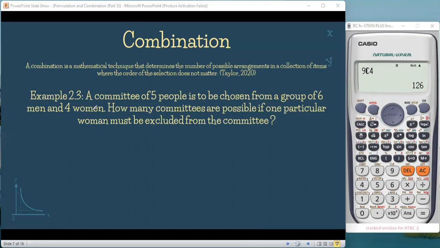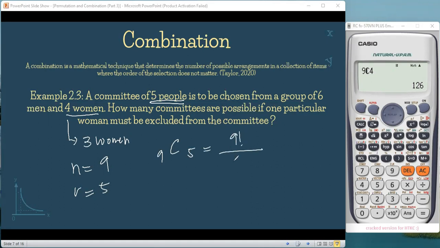So, ibig sabihin po nito, imbis po na 4 women, kailangan po yung magiging object natin is 3 women na lang. So, that is 6 plus 3, that is 9. So, ibig sabihin ng N natin is 9. Pero ilan pa rin po ba yung kailangan na committee? Still a committee of 5 people. So, ibig sabihin, kailangan pa rin natin ng 5 na katao sa isang committee. So, that is the combination of 9 taken 5 at a time is equal to 9 factorial all over 5 factorial times 9 minus 5 factorial, 9 minus 5, that is 4 factorial.